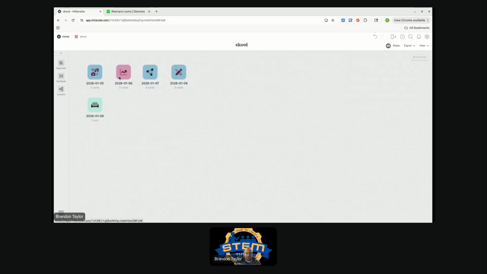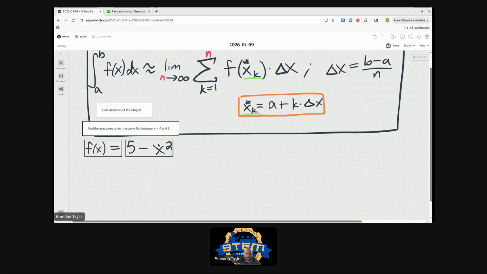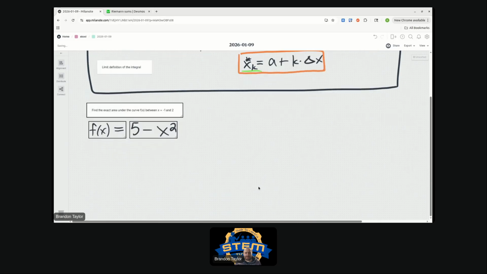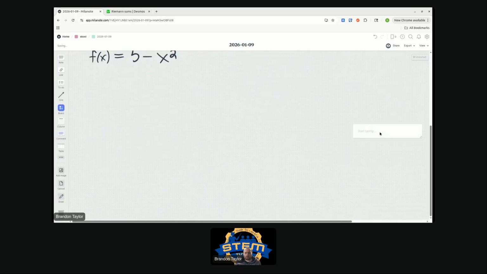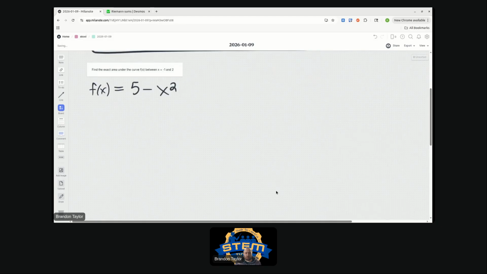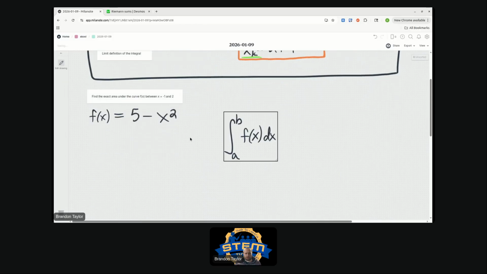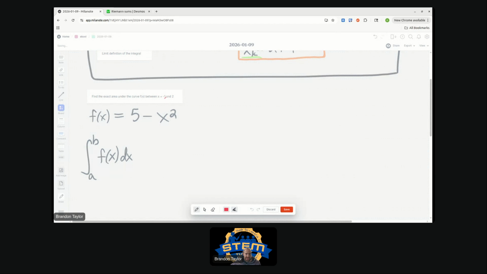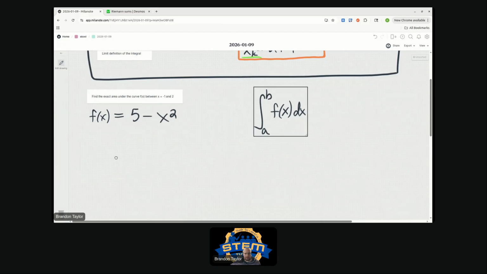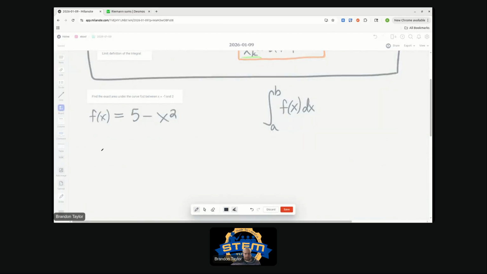Find the exact area. Again, we're no longer approximating. We're talking about exact areas. It was find the exact area under the curve between x equals -1 and x equals 2. So using this new terminology and this new symbol, the a is -1, the b is 2, and the f of x is that. What you'll start to see as you come across this in class is -1, 2, and the function itself, 5 minus x squared, and then a dx. I kind of think of this integral symbol and this dx as a box where you put your function in.